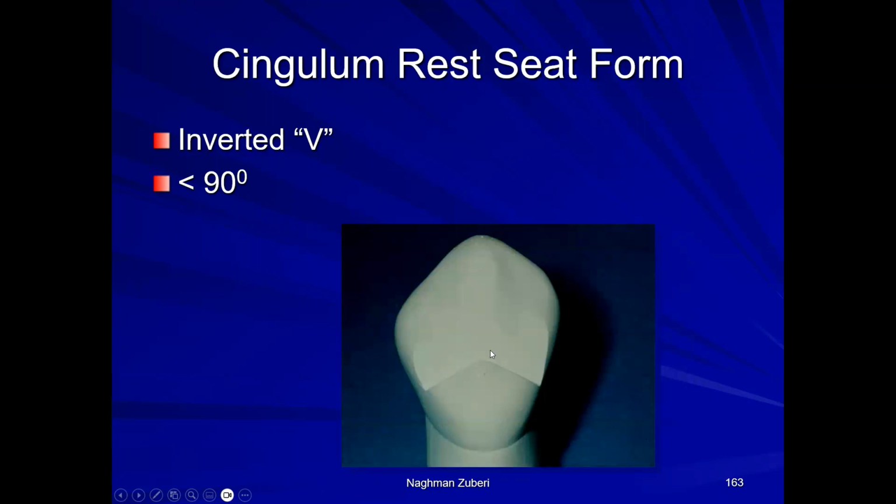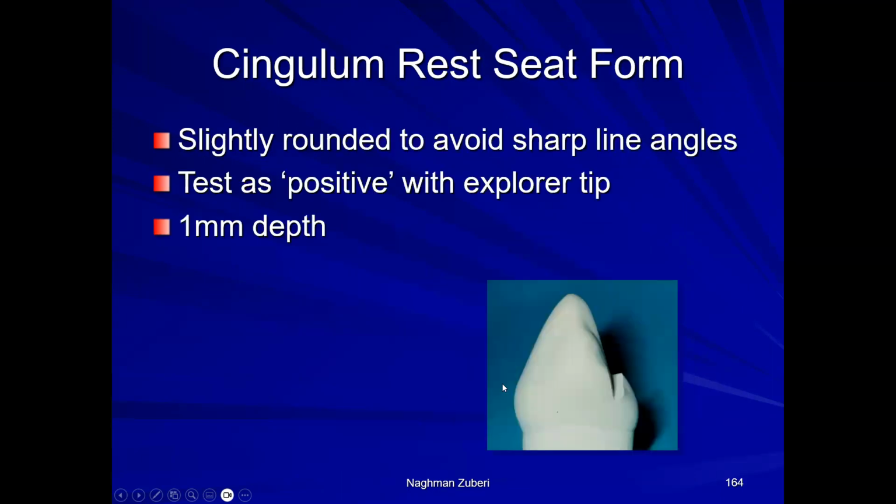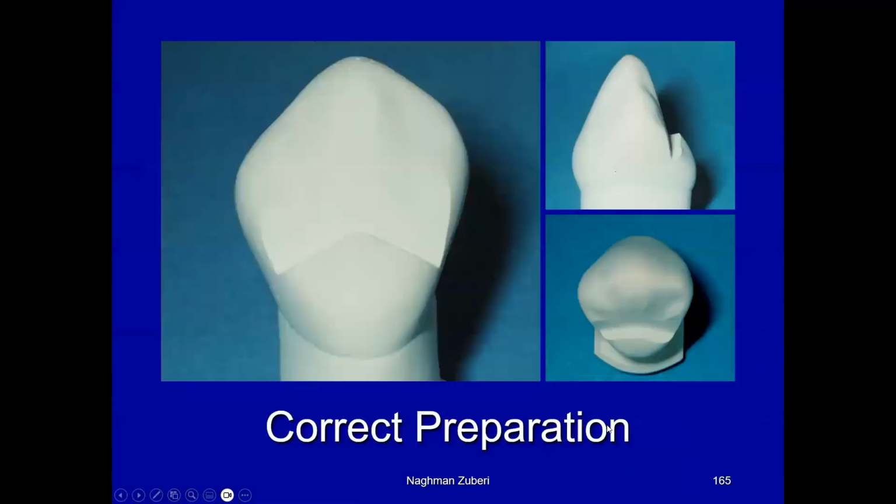Inverted V, and again, the deepest portion should be towards the tooth. As you come towards the lingual surface, it should become less deep, so that we are going to have a positive rest seat. Remember that as well, like this. Use the explorer to check if your rest seat is positive or not.